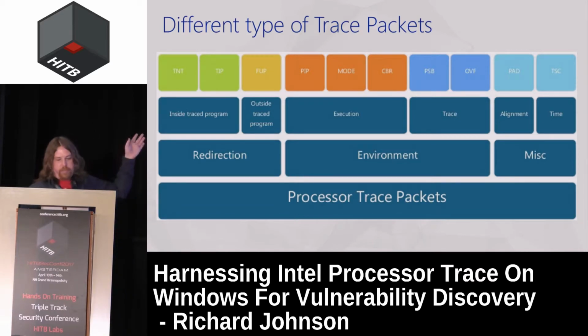The F updates is the frame updates. Then paging in packet, so that's important if you're tracing multiple user processes and you want to know when a certain process gets paged in and is activated. And so on, if you're in ring 3 mode or in ring 0. And then there's some timing stuff as well. And then the PSB and OVF, those are synchronization packets that are in there. So it allows you to seek ahead.